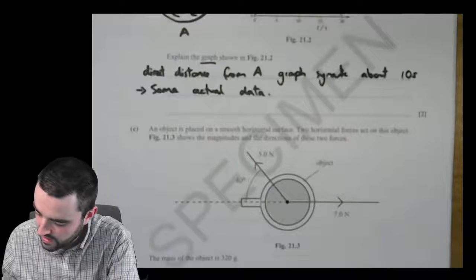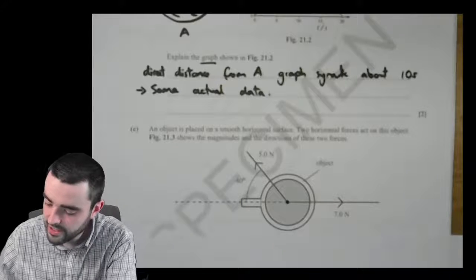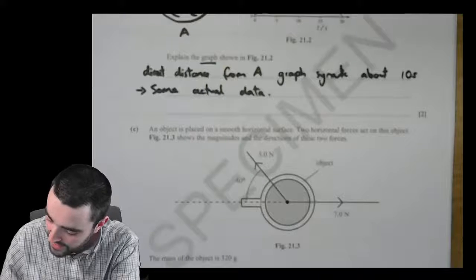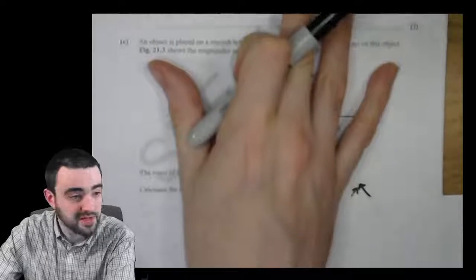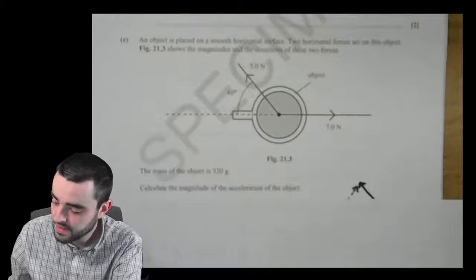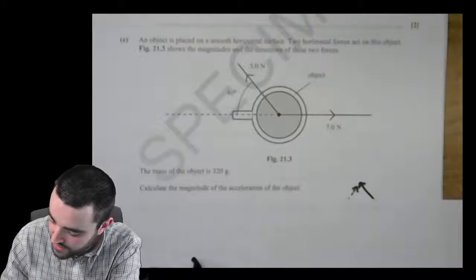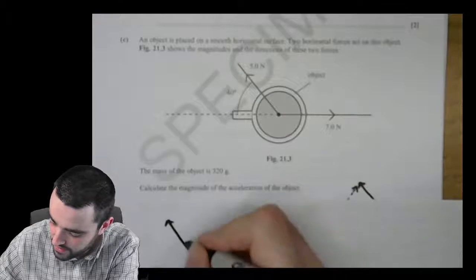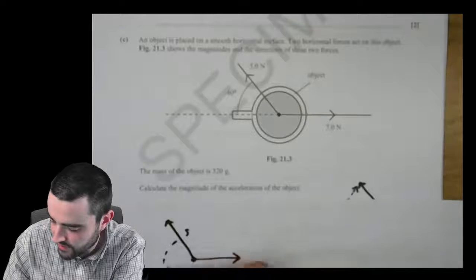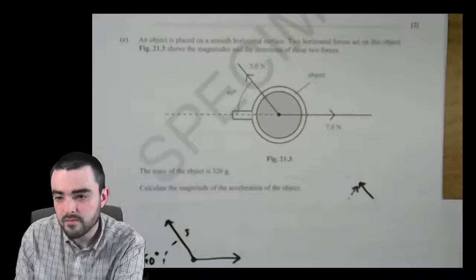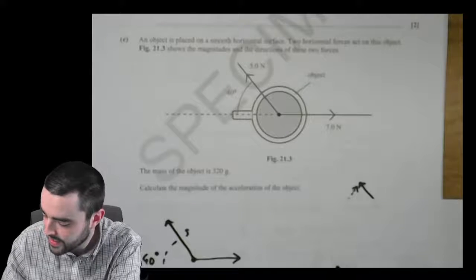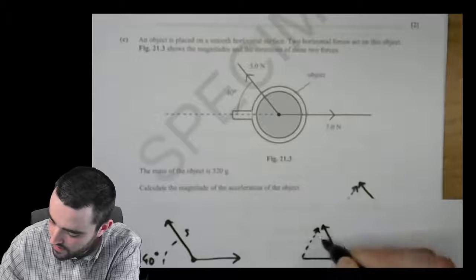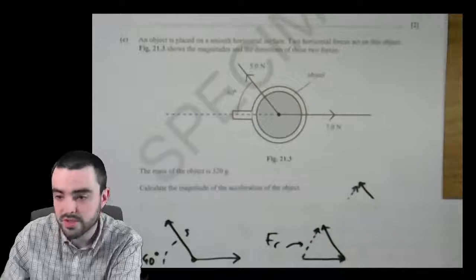So if we look at this question, we're going to be splitting this into 3 parts because we're being asked to find the magnitude of the acceleration. We don't need to know the direction of the acceleration, we just need to know the magnitude. So if we think about this and sort of break the diagram down, we've got 7 newtons in that direction and 5 newtons in that direction. And we know that there is a 40-degree angle. So what we actually want to find is the resultant force.